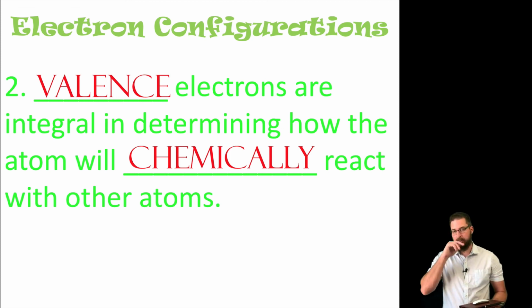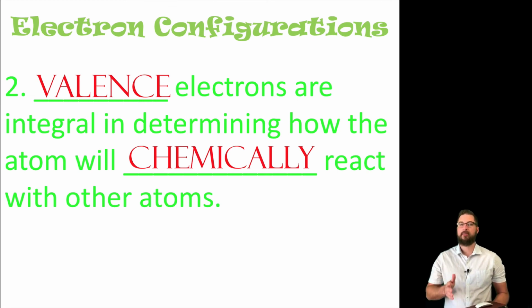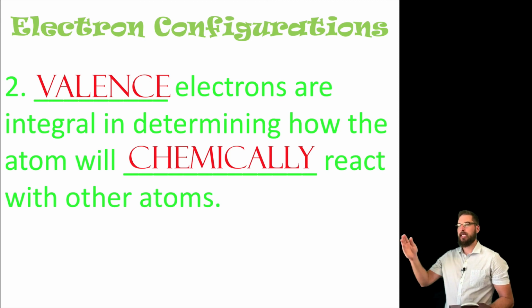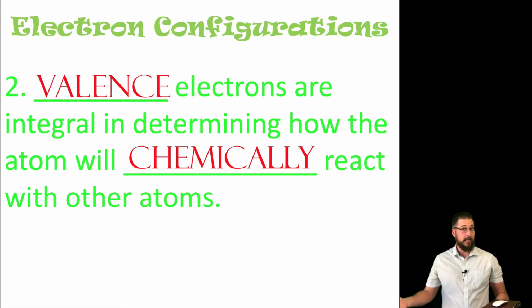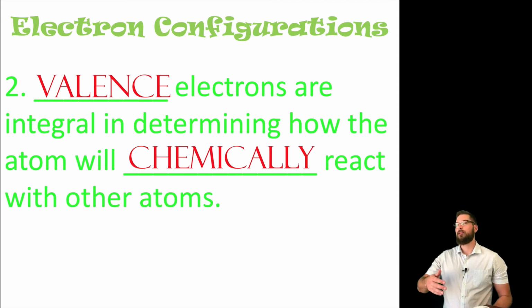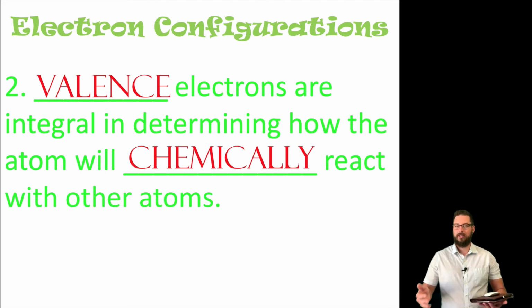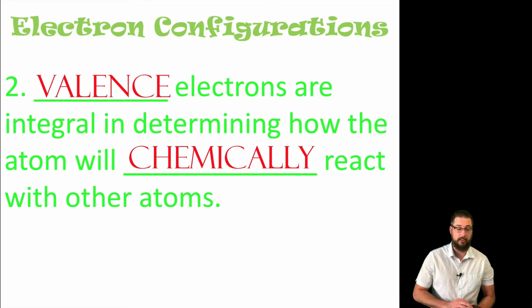Things that have one valence electron tend to all react the same. Elements that have 7 valence electrons tend to all act the same. And elements that have 8 valence electrons, again, tend to behave the same.